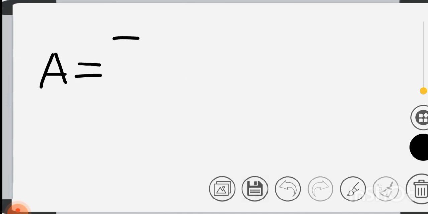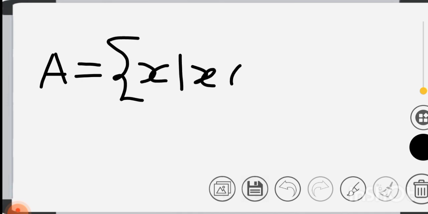If I want to write something like this now, I can say A is equal to {x | x ∈ W}. This means A is a set of x such that x is a member of whole numbers. That's what I mean by that. So please take note of that.